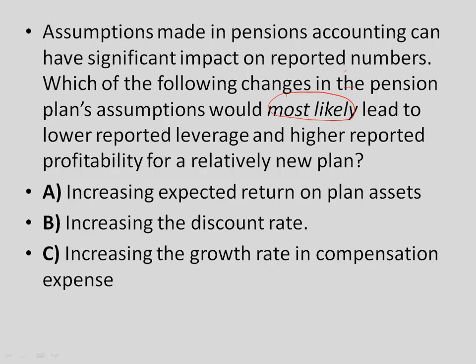The answer is B. Increasing the discount rate, because it says lower leverage. Lower leverage means lesser debt, and lesser debt means lesser liability of PBO. So when you increase your discount rate, your PBO will reduce, which will reduce your leverage ratio. Your service cost will reduce, your interest cost will reduce, which will increase your profitability.